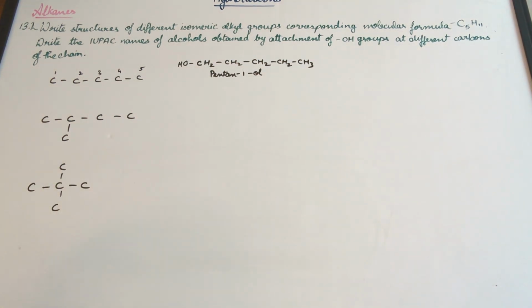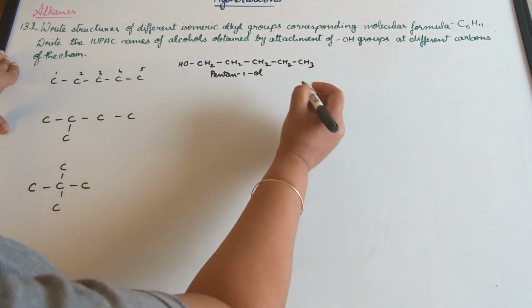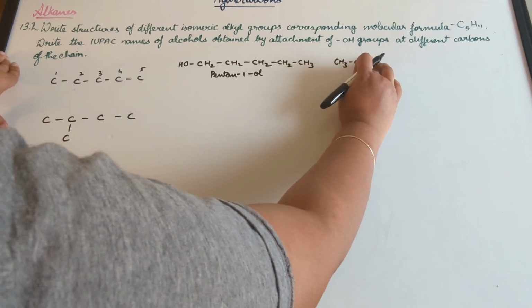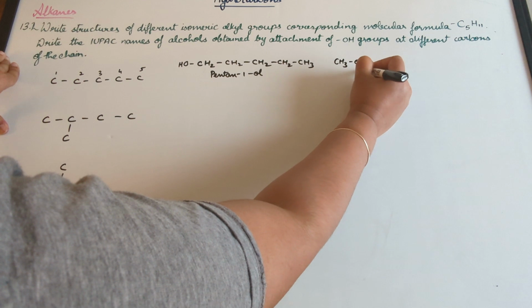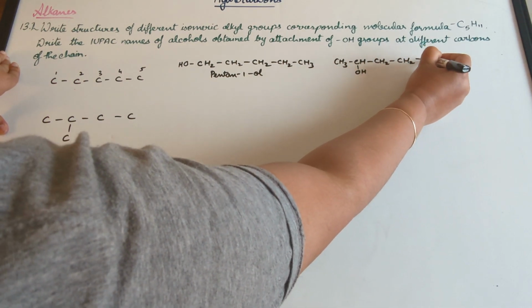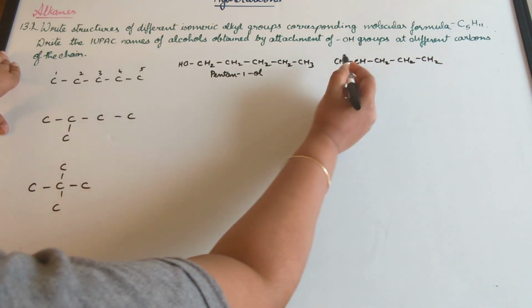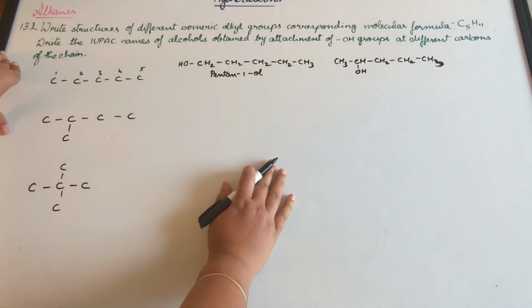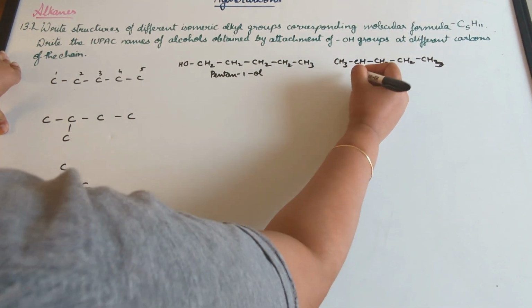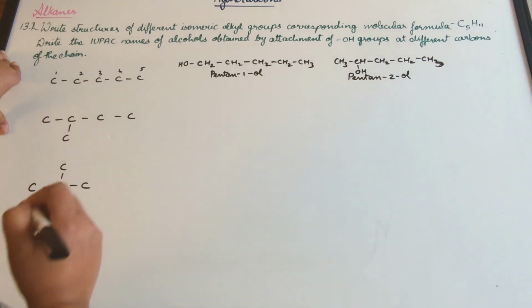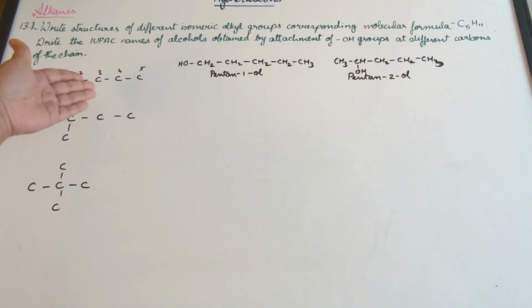The second one is it could be at the second carbon atom. So the structure would be CH3, CH, OH, CH2, CH2, CH3, numbered 1, 2, 3, 4, 5. Since the OH has been attached to the second carbon atom, this is pentan-2-ol.